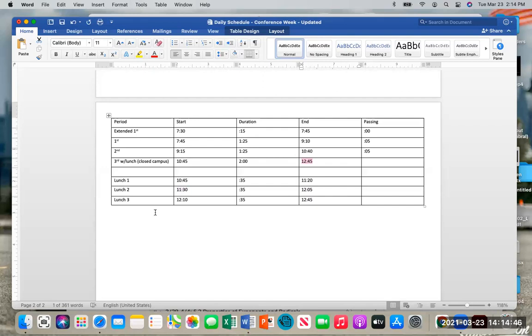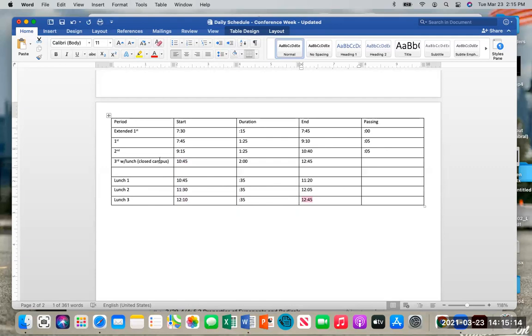And then the other option is, instead of lunch in the middle of your class, lunch at the end of third period. So third period starts at 10:45. It's going to go for 1 hour and 25 minutes. And then you'll have lunch at 12:10, and lunch will go for 35 minutes, and then you will be dismissed for the end of the school day and the end of lunch at 12:45.